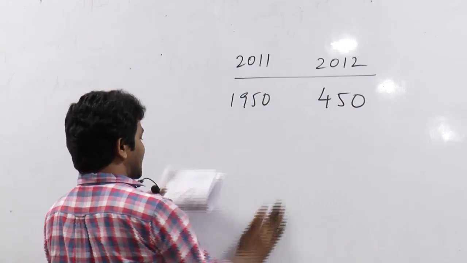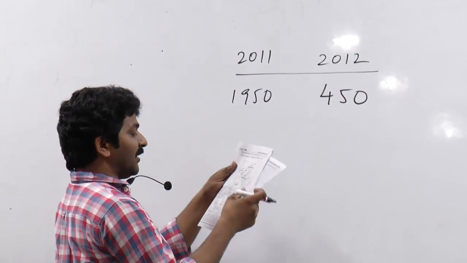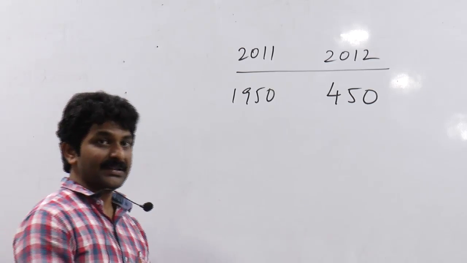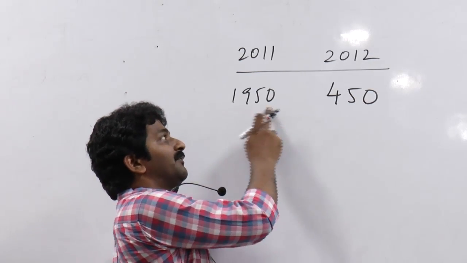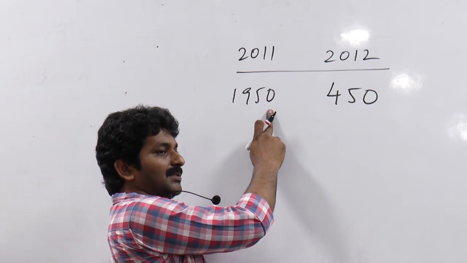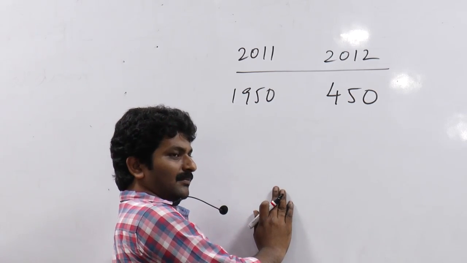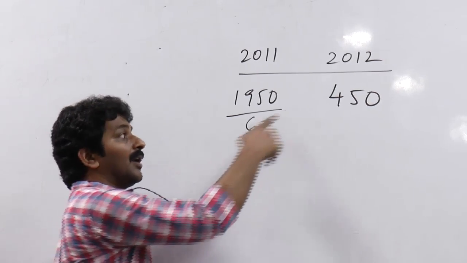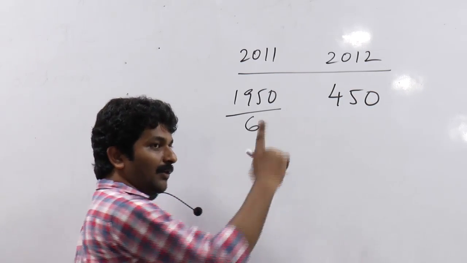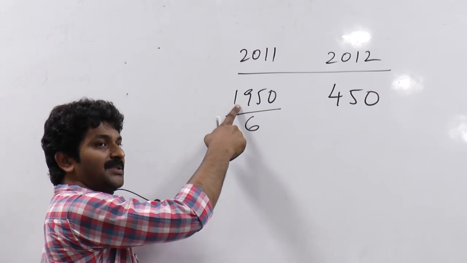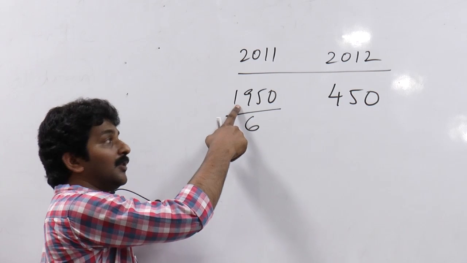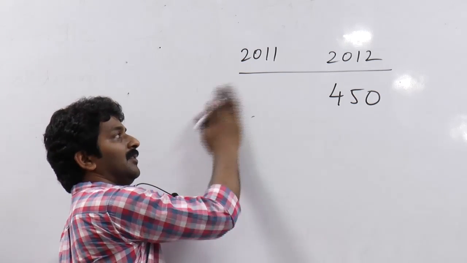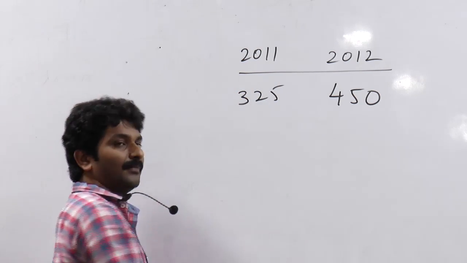1950 lakhs. And what is this? You are given average. Average for how many companies? 6 companies. So instead of dividing this number by 6, because that takes some time, just convert this to total. 6 times 3 is 18, 6 times 2 is 12, 6 times 5 is 30. So total 325.